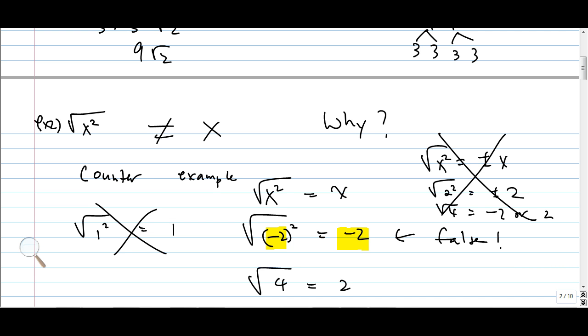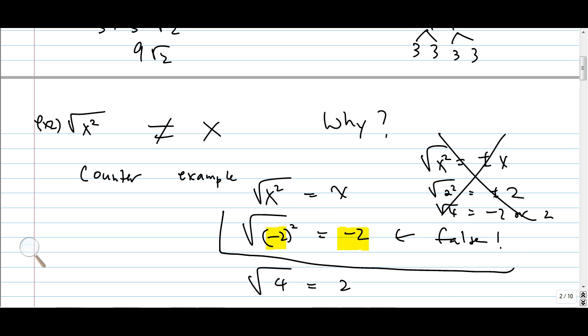Yes? Why did you cross out the 1 squared? Oh, this is because somebody said this was a counterexample. This isn't a counterexample. Let me just erase that. Somebody said, well, I asked people, give me a counterexample. They say, oh, what about 1 squared? Well, the square root of 1 squared is 1, so that works. So that's not a counterexample. A good counterexample would have been negative 2. If you plug in negative 2, it becomes a false statement. So yeah, sorry.